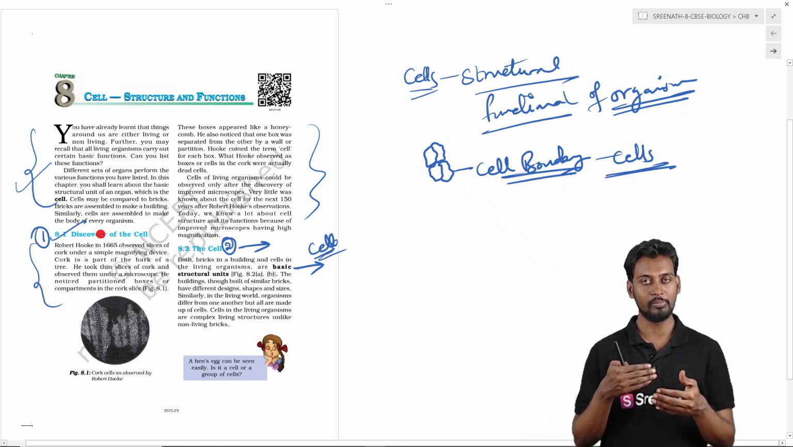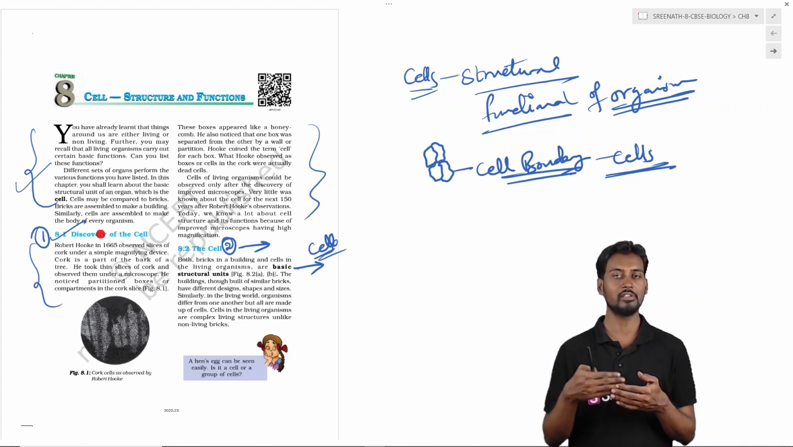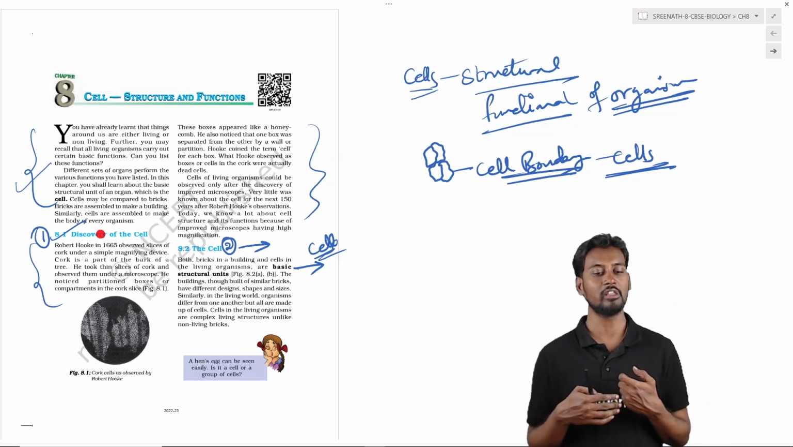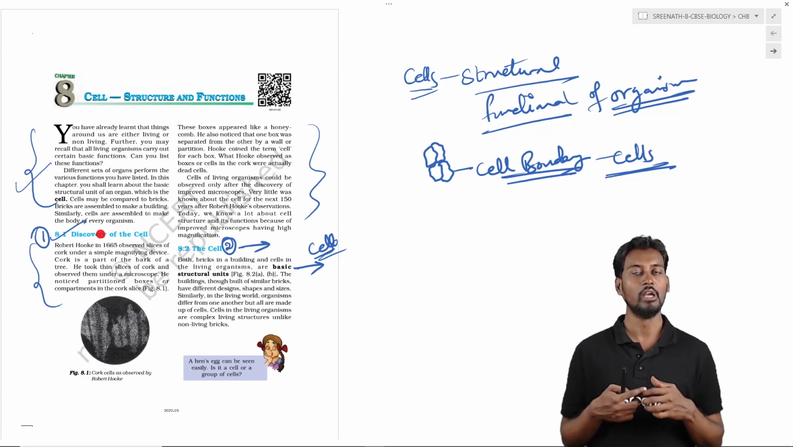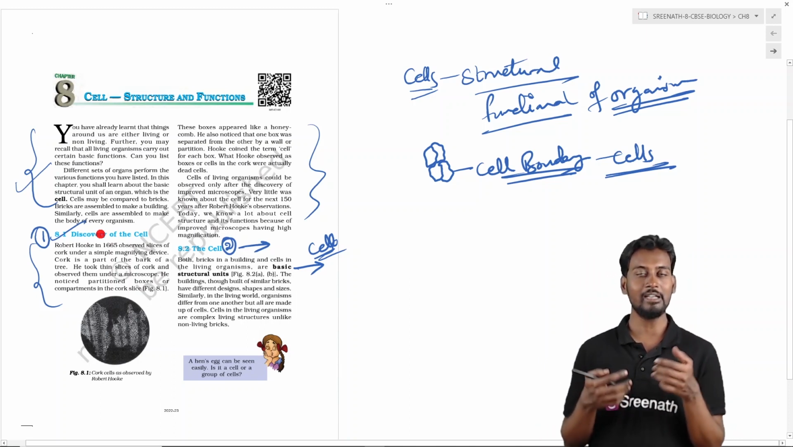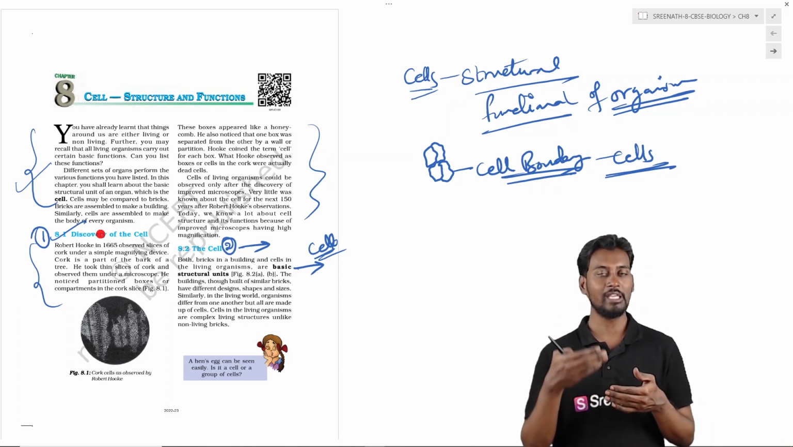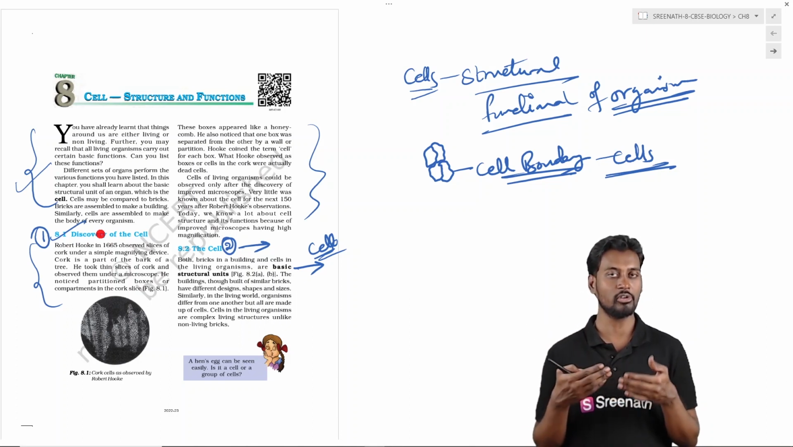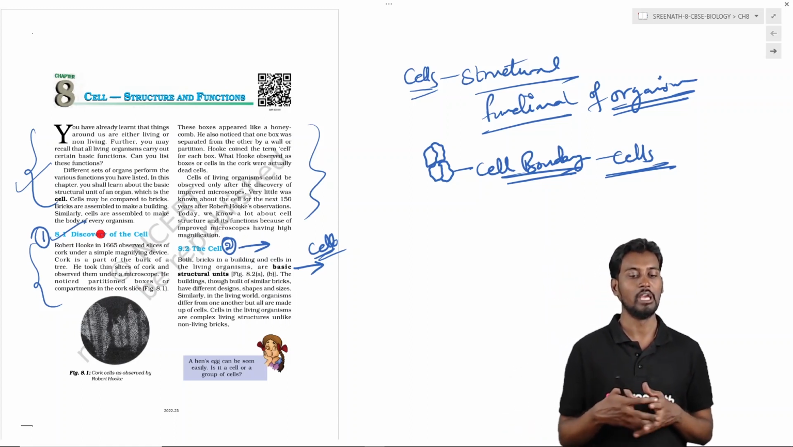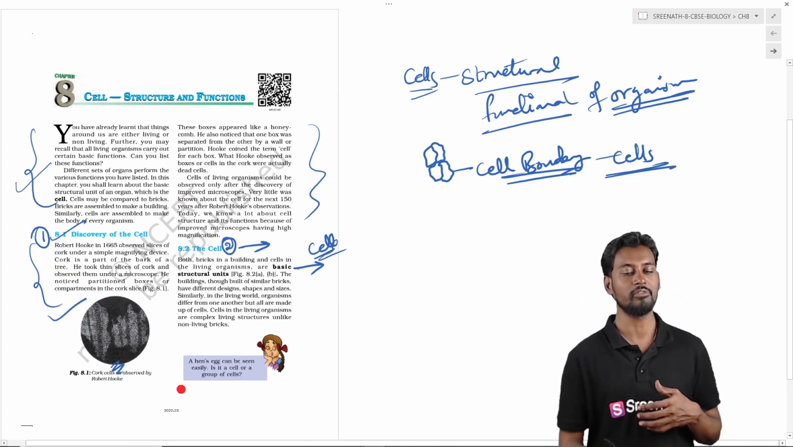The person behind the discovery of the cell, the basic structural and functional unit of an organism, is Robert Hooke. Robert Hooke tried to observe the plant bark, that is the cork cells of the plant, under the microscope. He prepared a thin section of this bark and observed it under the microscope.